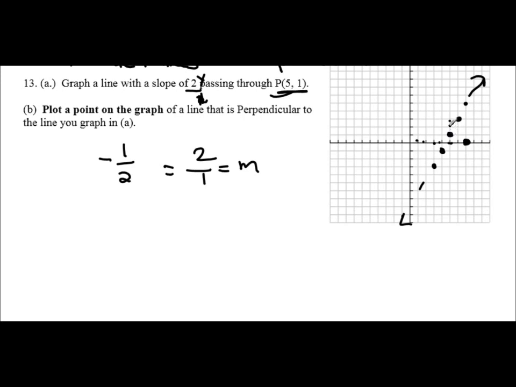I can also go up 1 and to the left 2, because notice it's going from left to right in the negative direction. So any point going down 1 to the right 2, or going up 1 to the left 2, any point that you plot along that line is going to be perpendicular to this original line.